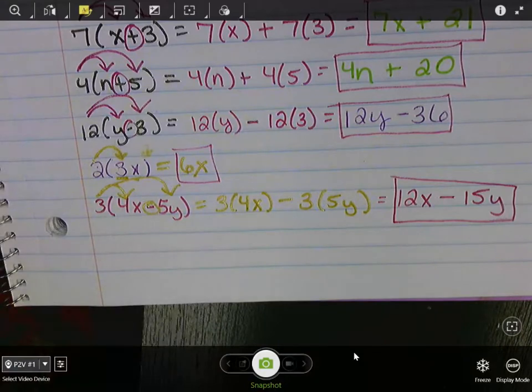Parker, you have a question? Yeah, I can't see that yellow writing. Is it hard to see? Yeah, it kind of is, because of dyslexia. Yeah.